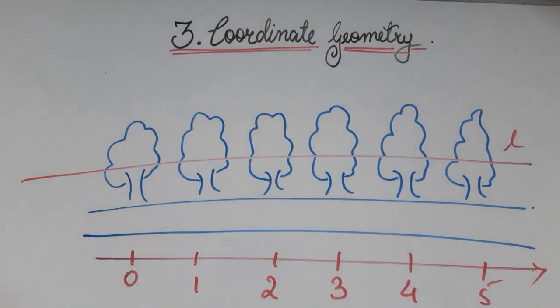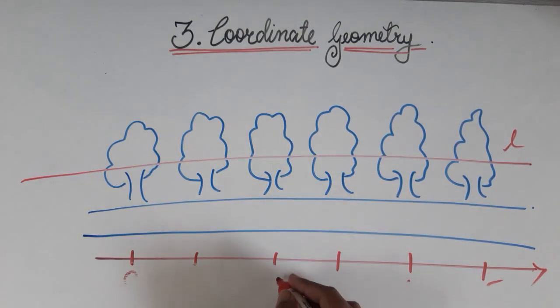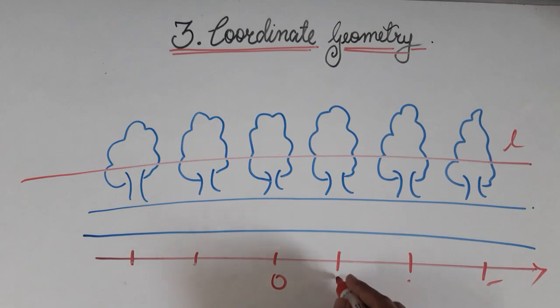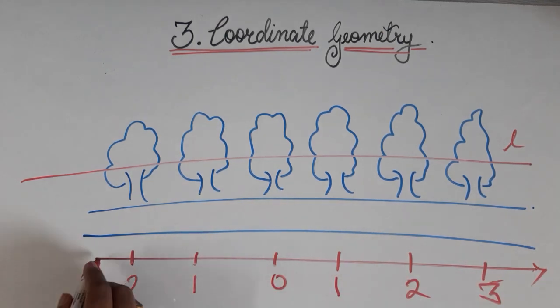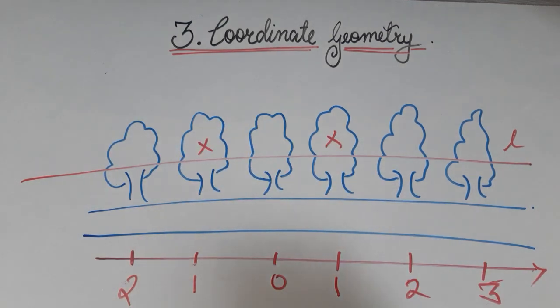Now let us say that I want the middle tree as origin. So what I'll do is this, say this one. This tree I'll name as 0, the origin, and the trees to the right side are 1, 2, 3, and to the left side 1, 2. But the trees no longer have unique addresses. This and this, both trees have 1 and 1 as address, so no more unique addresses.